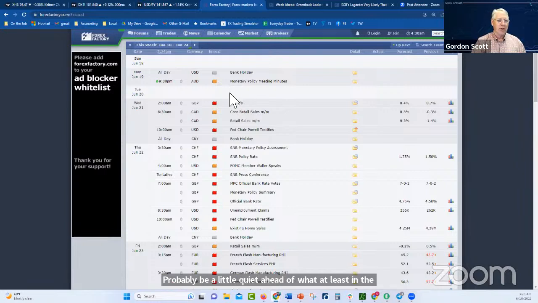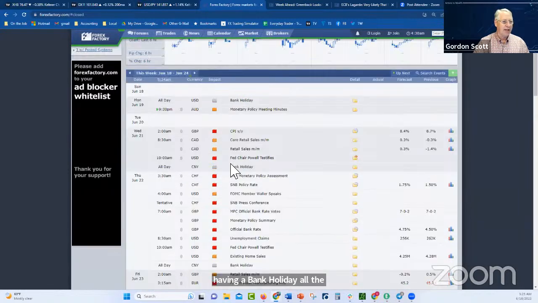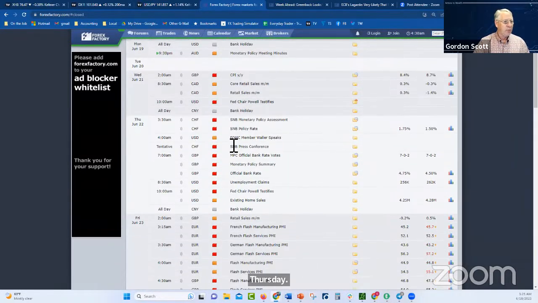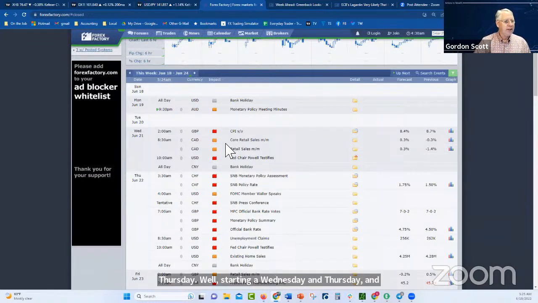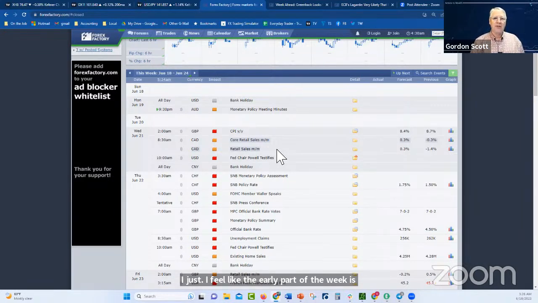The U.S. stock market could move just because it's had some pent up activity. But you've got China having a bank holiday starting Wednesday and going through Thursday. And so, you've got Britain giving out CPI data on Wednesday, and then you've got retail sales in Canada. I feel like the early part of the week is stacked with a lot of sleepy data, a lot of low impact news reports as far as the currency in the Forex world is concerned.